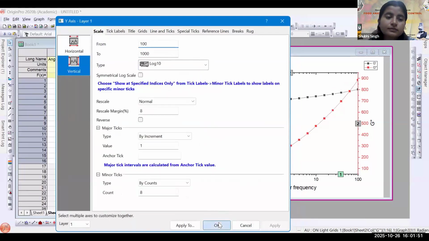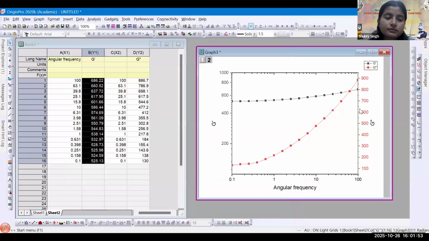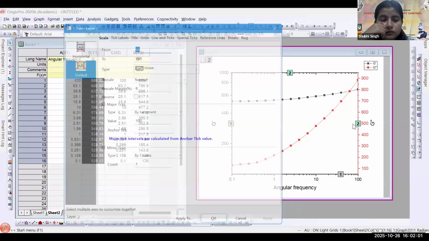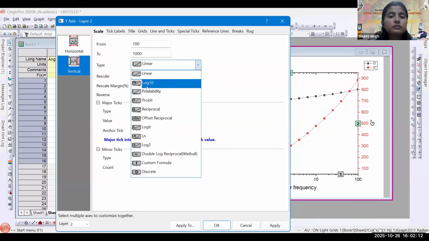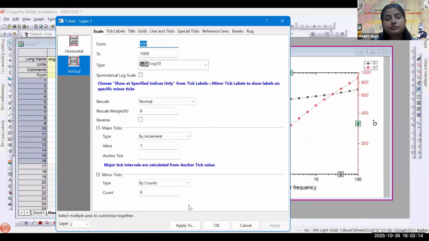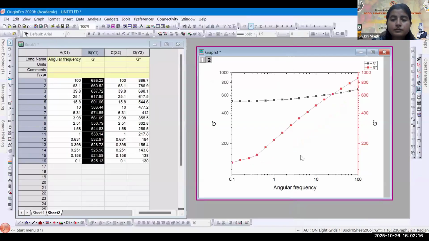Okay, so now this axis has become logarithmic. I have to do a similar thing for the right side axis, the red axis. So this is 100 and 1000, logarithmic, apply it. Now you see both of the curves have been plotted in the same graph.